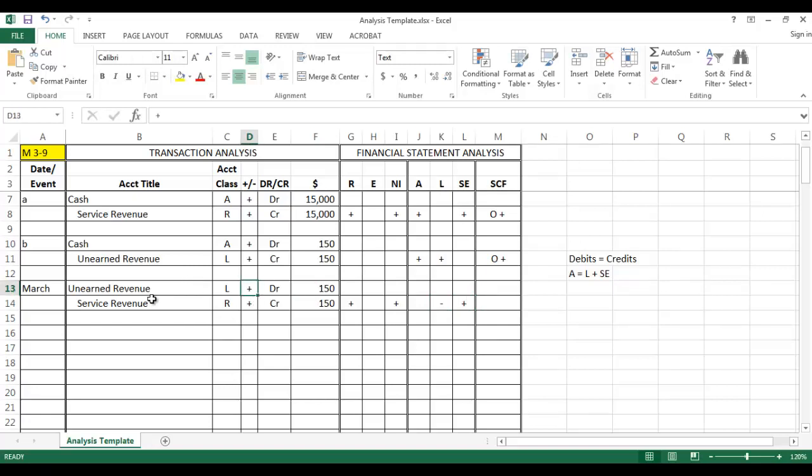Okay, I apologize, this should be a decrease there, debiting unearned revenue. No statement of cash flow effects here. No cash has changed hands.